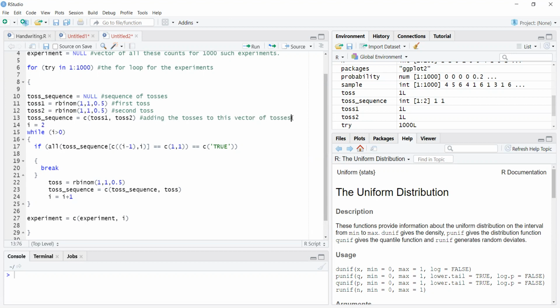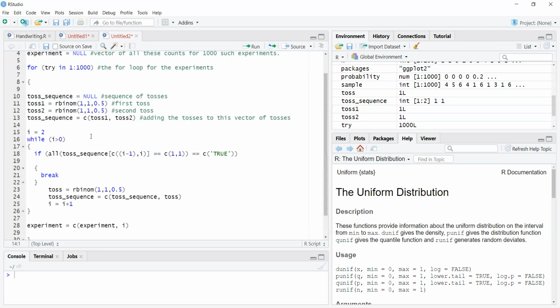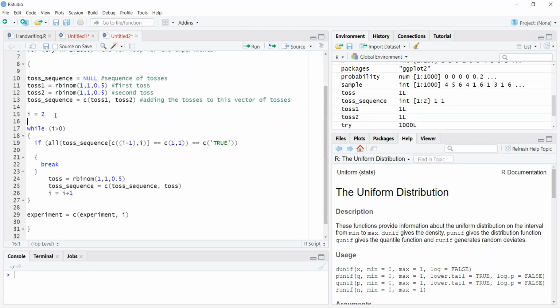Now i is equal to 2, the initial number of tosses. i is the number of tosses. What you do is a while loop: if the number of tosses is greater than 0, which is always true, so it will continue until we stop under a certain condition. So this is the condition.